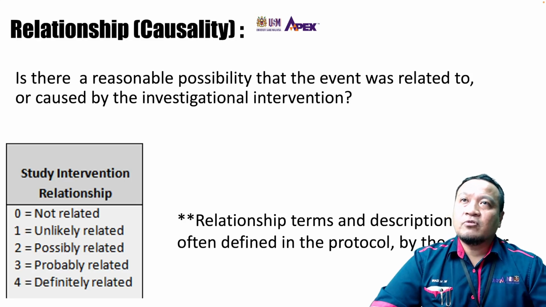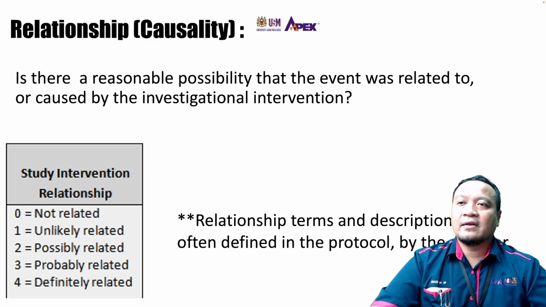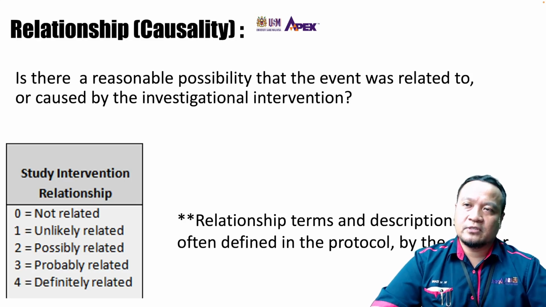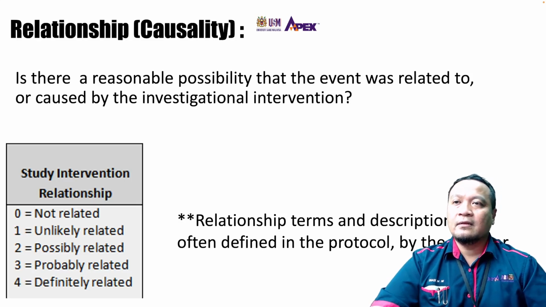So let's look at the relationship, causality. Is there a reasonable possibility that the event was related to or caused by the IP, whether it is related or not related, or unlikely, possible, probable, definitely related. So these are the terms that we use. Some studies do not use the same terms, but this is an example of study relationship, intervention relationship. So the investigator will have to decide whether the event is related or not related, likely or unlikely, probable or possible.